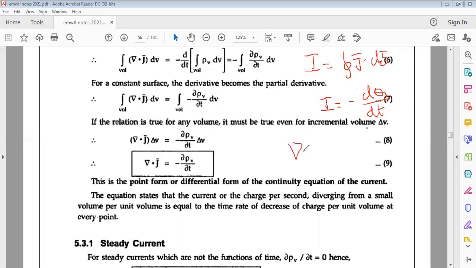The continuity equation: del dot J bar is equal to minus dou rho v by dou t. And the surface integral to the volume integral means you can use the del dot, whatever the term is there, and keep the volume integral. Okay. And another one is there.